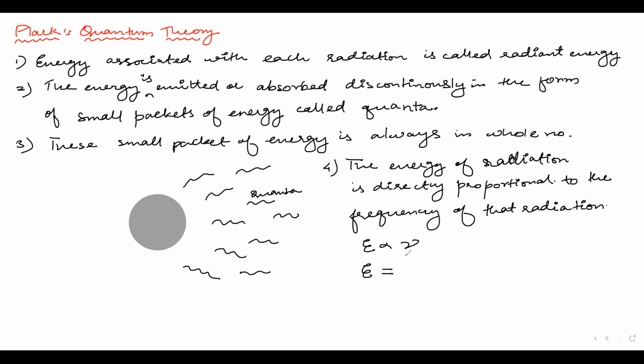Now they did some experiment. Okay. Now we can say that, wait a second, E is equal to some constant into nu. So the constant will be equal to what? E upon nu, right? So they did some experiments and they calculated the value of this constant, and this constant was known as h.